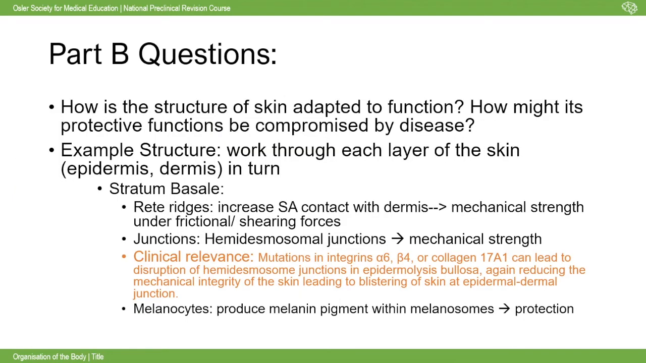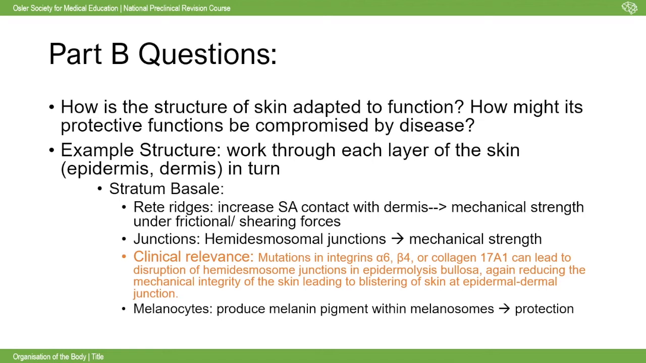So now looking at a part B question, if they were asking about how the skin is adapted to function, similarly to how we approached the respiratory epithelium question earlier, we want to always be relating your structure to your function. So I would probably take it each layer in turn. I've just picked a layer as an example here, the stratum basale.